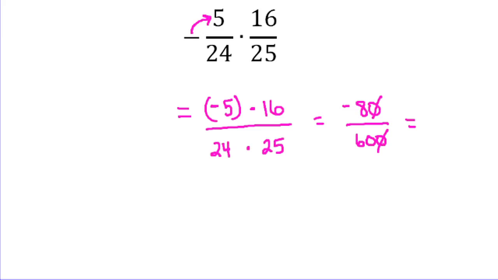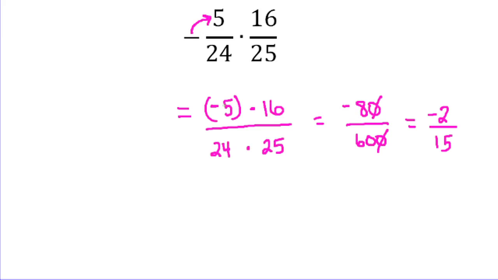And I can then simplify that. I'll get rid of the tens, and I'll divide both the top and bottom by 4. So I get -2 over 15. Oh, that's kind of funny. -2 over 15. That's one way to do this, but multiplying 24 times 25 mentally probably is not so easy for everybody. So let's look at a different way of doing this.